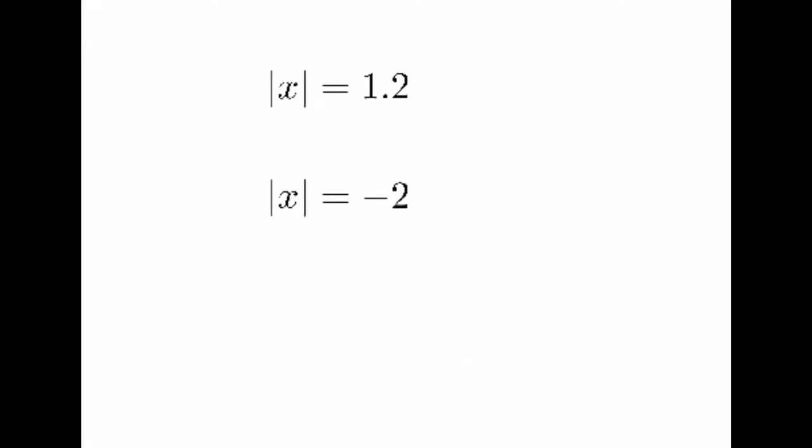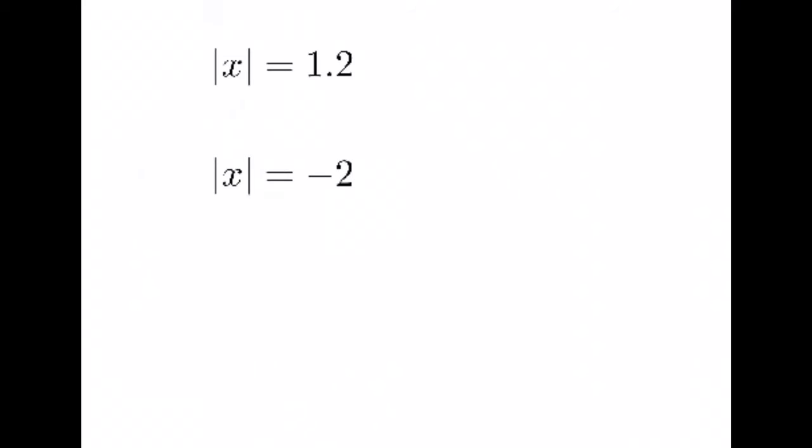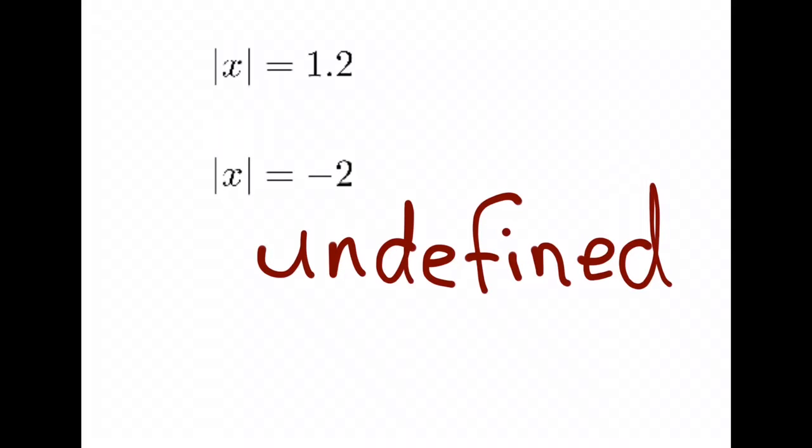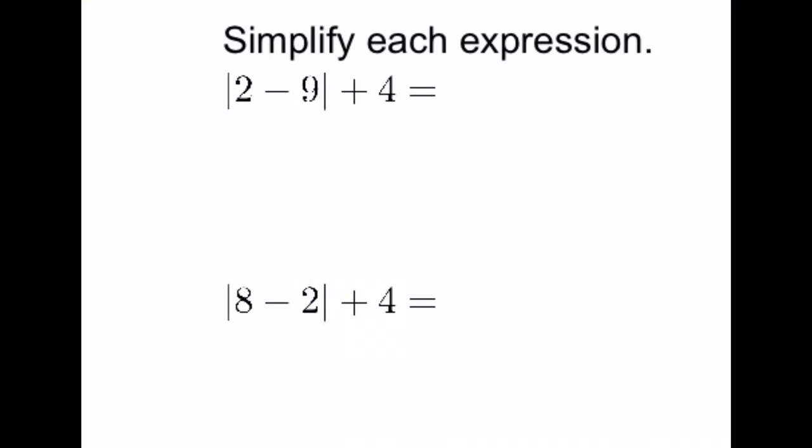And the other exception is a problem like this. You will never be able to take the absolute value of something and get a negative number. So this, the absolute value is equal to negative 2, we might say is impossible, or there is no such number. But if we wanted to be very mathematical, we would call that phenomenon undefined. So on to the back.